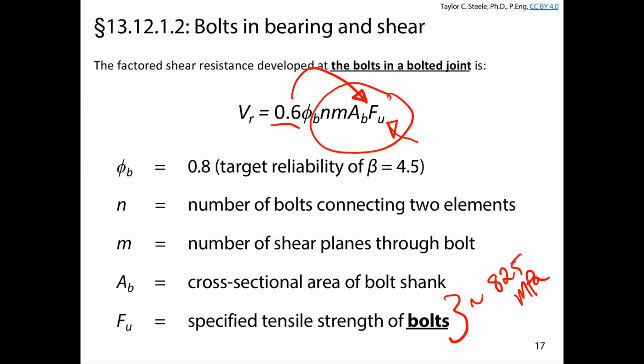It's a pretty straightforward expression to calculate the resistance of bolts in a tension member that's transferring the force to the bolts in shear. Does anyone have any questions about what the expression is doing or how we might use this, for example, to calculate the resistance of a bolted joint?